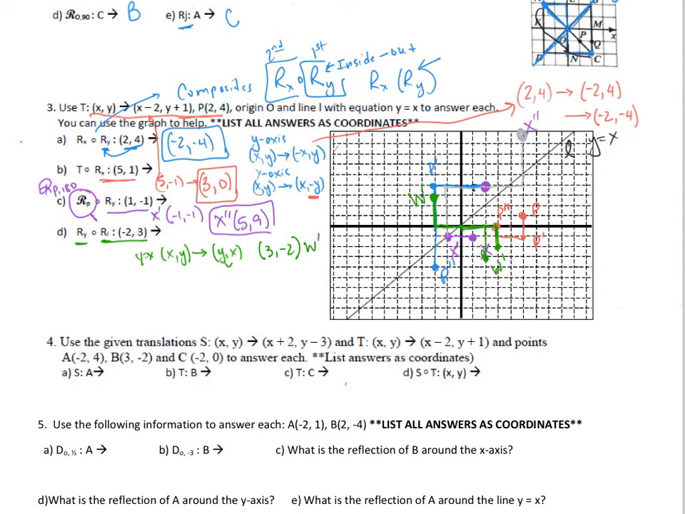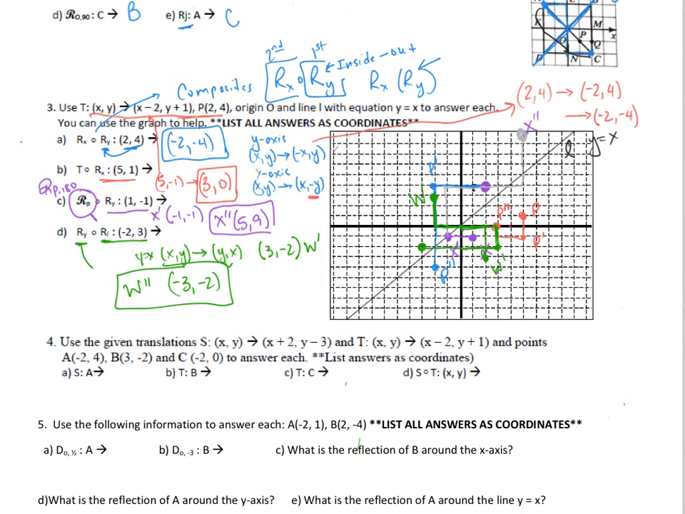That's my W prime. And now I need to reflect about the y. So I'm flipping this over the y-axis. So this distance is 1, 2, 3. So we're going to go 1, 2, 3 the other way. So this ends up being at negative 1, 2, 3, negative 2. So negative 3, negative 2 is my W double prime, which is that new coordinate after the composite.